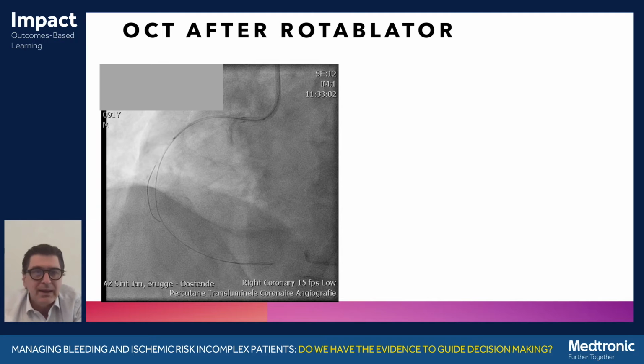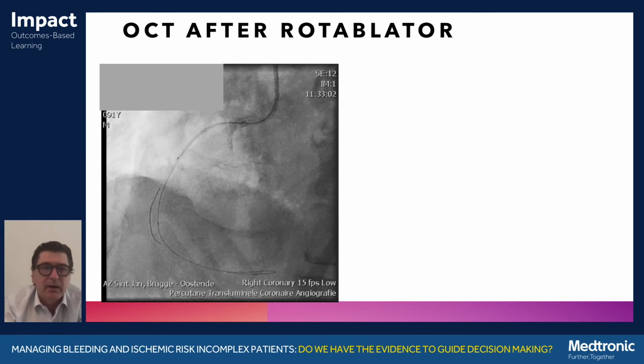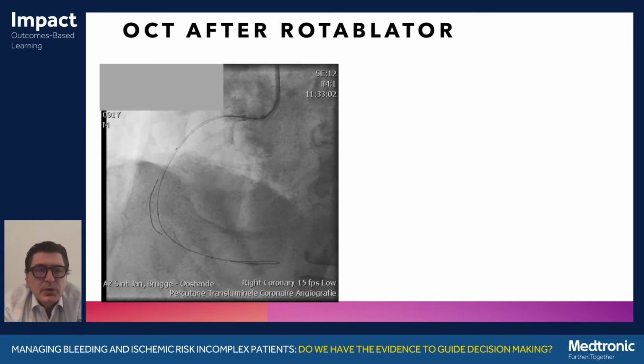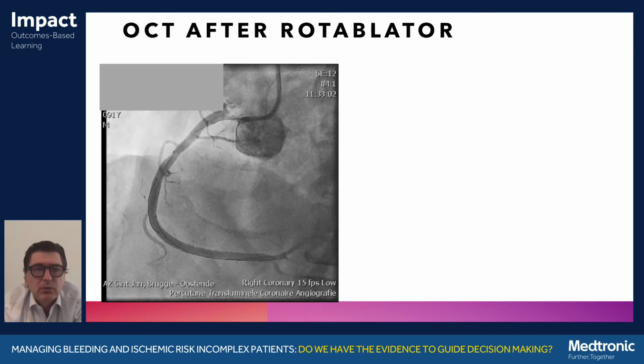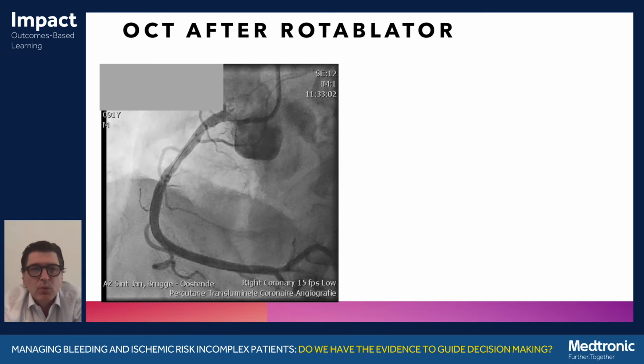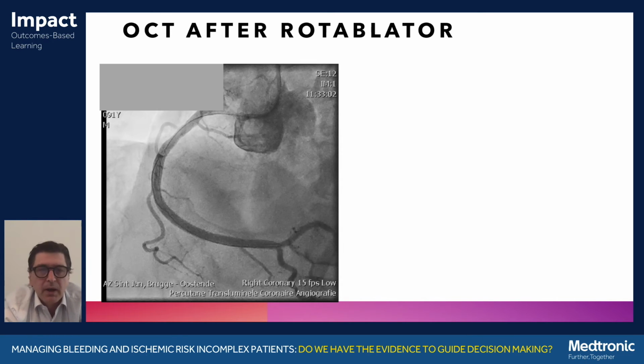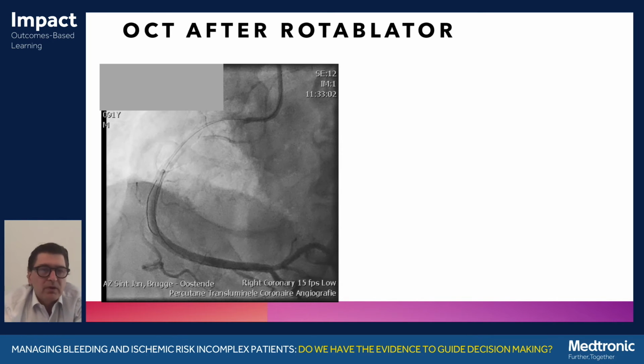So after I did this, I performed indeed an OCT to see what I was dealing with here. And I also use the image of the OCT to not use too much contrast, to see also what the result is of my rotoblator. And as you could see, there was an improvement of the flow, but still a severe lesion proximally. There were no apparent dissections.